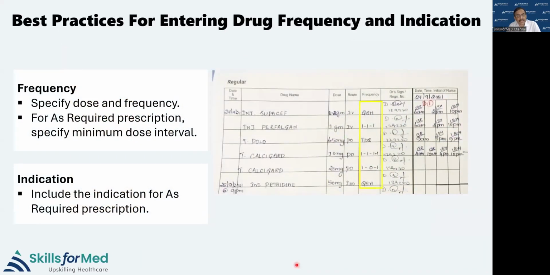So now, best practices for entering frequency. Specify the dose and the frequency. You can either write it as Q8, usually for parenteral medications, you should always indicate the hourly frequency. Whereas for tablets, you can write either 1-1-1 or TDS like that. So 1-1-1 is much clearer than TDS. I've given both these examples to see what difference it makes. For parenteral, always write the hourly because more accurate dosing has to be given. And for tablets, you write this 1-1-1, that sort of methodology. Okay, so when you write an as-required prescription, it is always better to include the indication for writing the as-required medication.